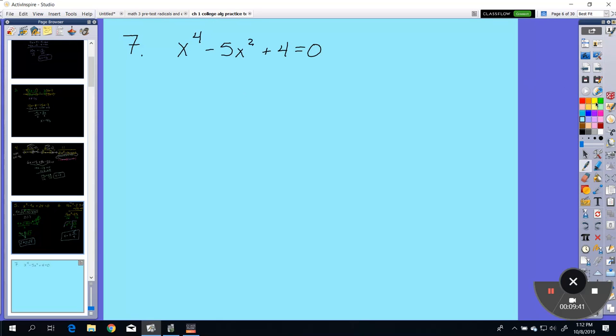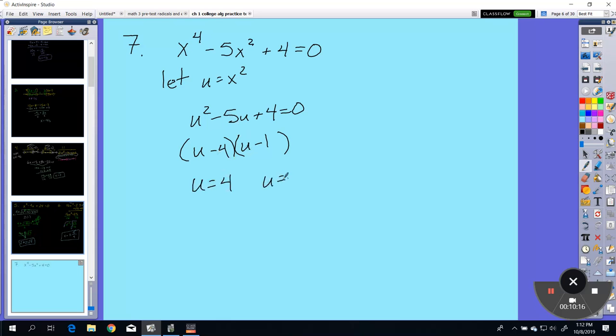All right, number 7, there's 2 different ways that I'll show you. One way is to do u substitution. So I let u equal x squared. So then this is u squared minus 5u plus 4 equals 0. This factors. So this will factor. u times u is u squared. Negative 4 times negative 1 makes positive 4 and adds to be negative 5. So I get that u equals 4 and u equals 1.